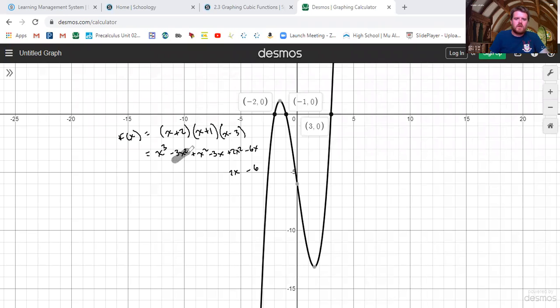Then, just like in Math 2, we want to identify any like terms. So all my x squareds, all my x's, and then combine. So this would be x cubed. The x squareds will cancel out here. I have -3x minus 6x plus 2x, so -7x, and then minus 6.